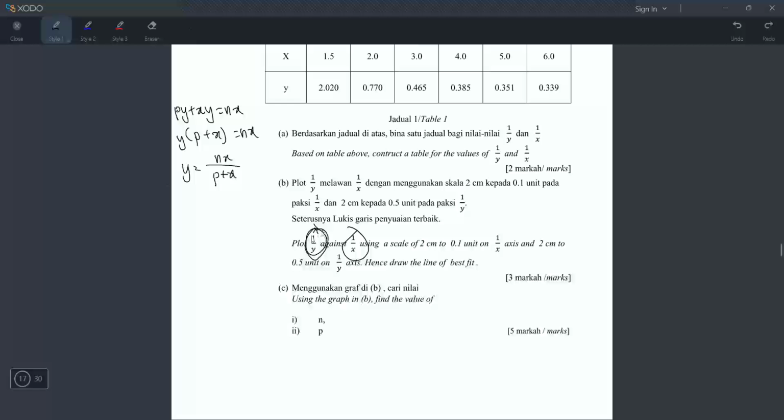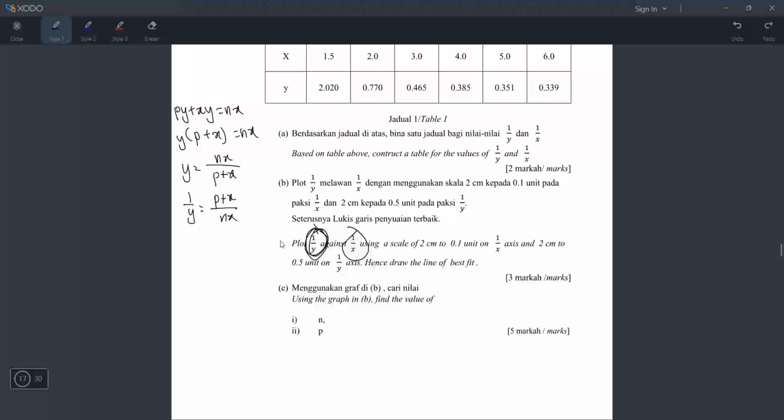But I want my y-axis to be 1 over y. So because this one is y over 1, what you do is you flip here, and then you flip here also. So when you flip, it becomes 1 over y, and this one also flipped becomes p plus x over nx. So you have successfully made the equation match the y-axis.